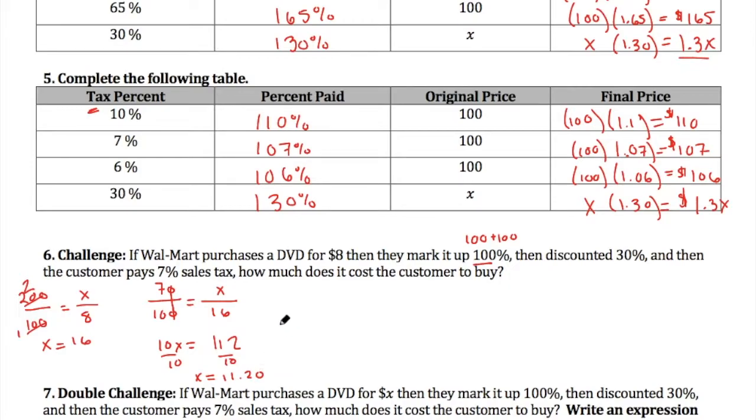Okay, so we're almost there. We've done the markup of 100%, the discount of 30%, and last we have to do the sales tax of 7%. All right, so again, we're out of 100. Our new whole is $11.20.